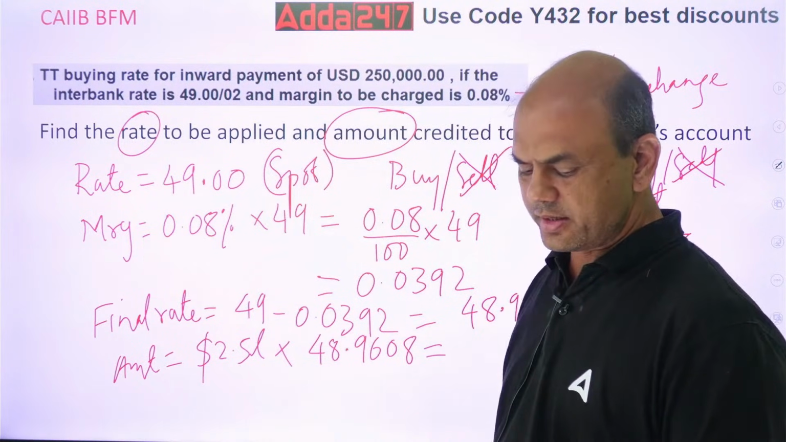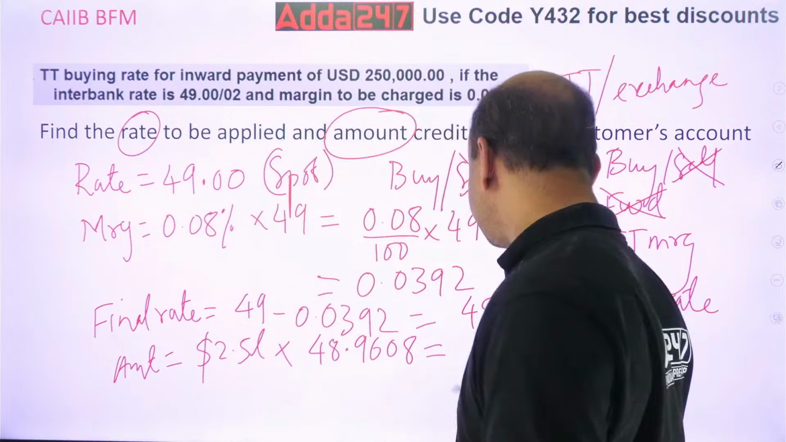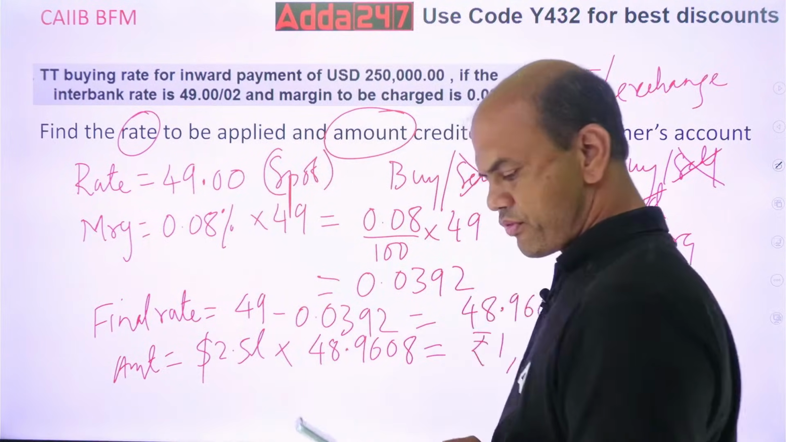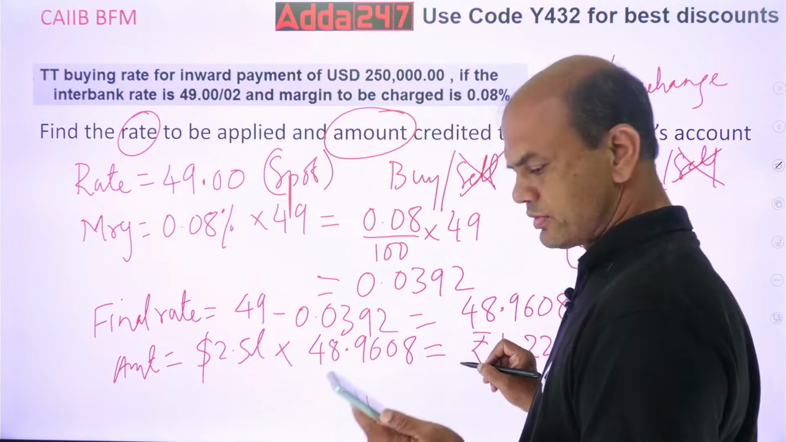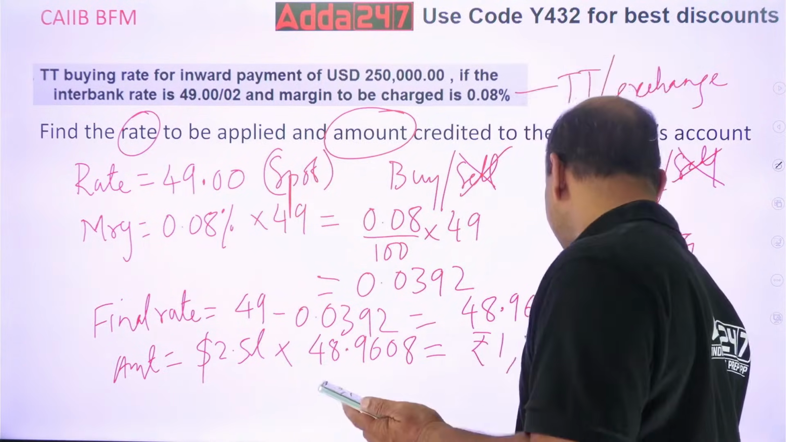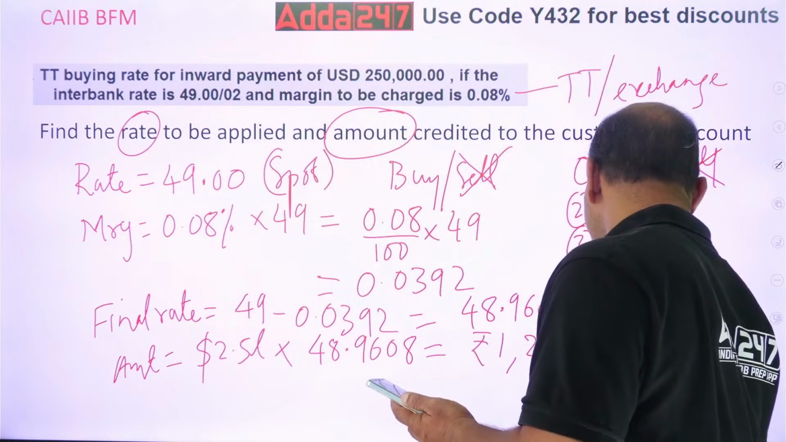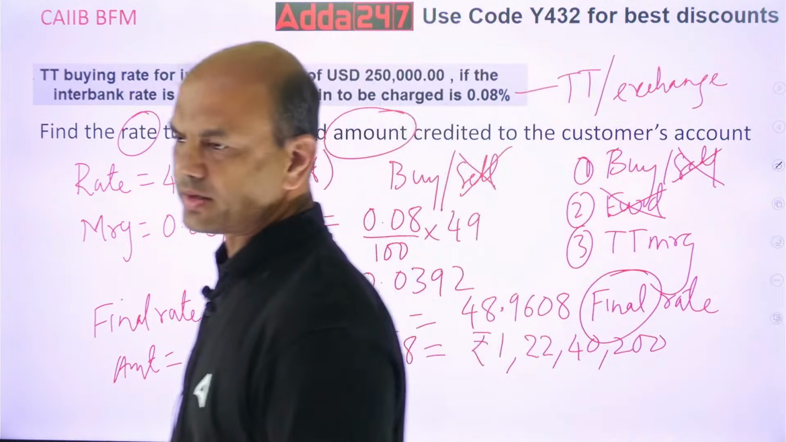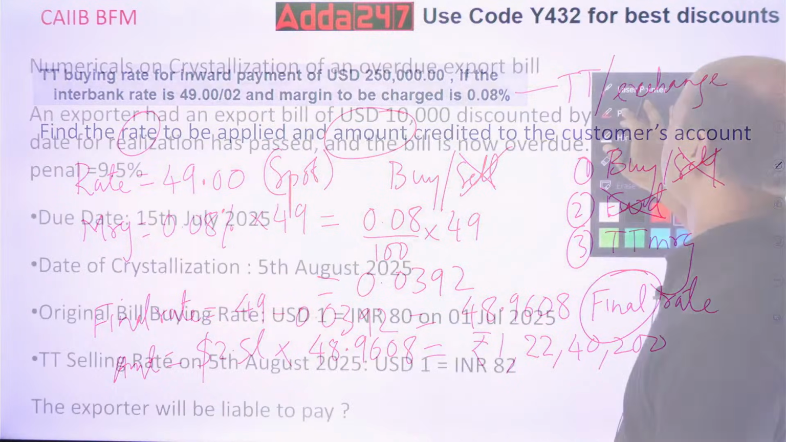What are you getting? Rupees 1 crore 22 lakhs 40,200. This much is the amount to be credited in the account of that customer. 1 crore 22 lakhs 40,200. This much amount will be credited in the account.